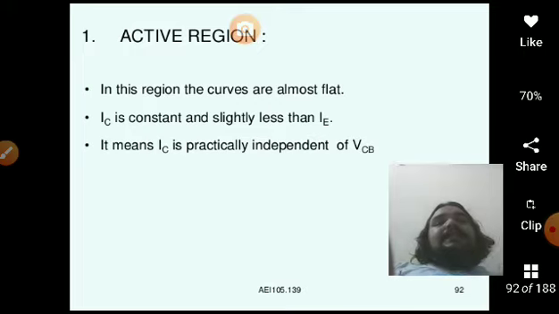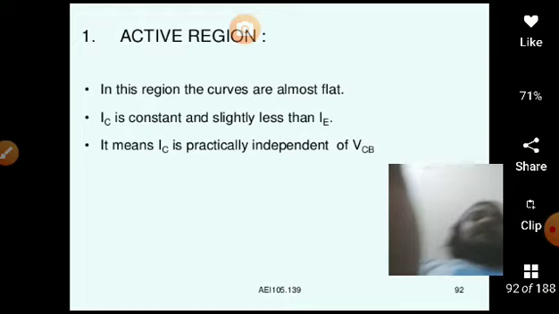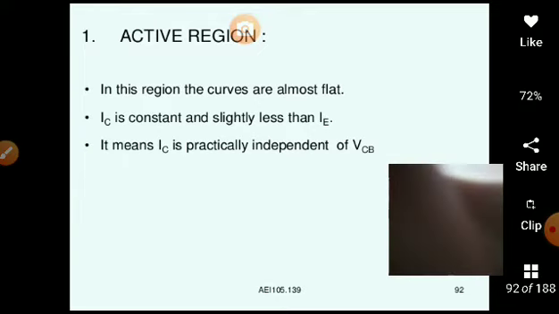In the active region of the output characteristics, the curves are almost flat, IC is constant and slightly less than IE. It means IC is practically independent upon VCB.